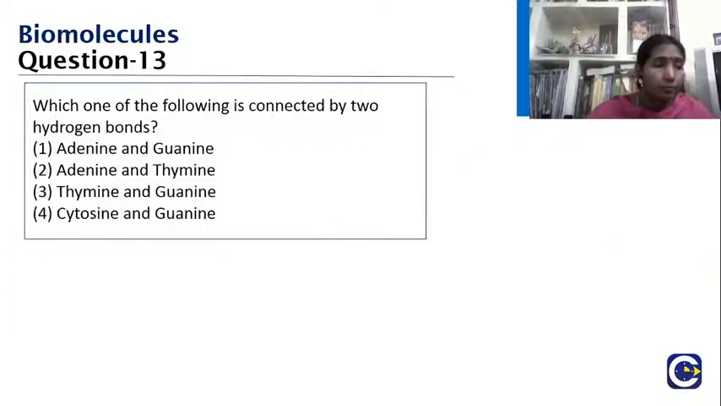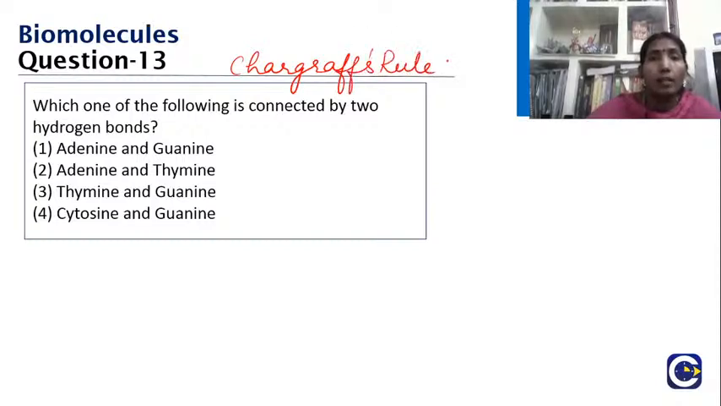Excellent. Then we'll move to the very simplest question here. Which one of the following is connected by two hydrogen bonds? Very simple: adenine and guanine, adenine and thymine, thymine and guanine, cytosine and guanine. If you know Chargaff's rule, then this question is a direct sweet laddu given in your hands, where you can very well make the answer just like that. What, Akshaya? What should be the answer here? Yes, that is connected by 2 hydrogen bonds.